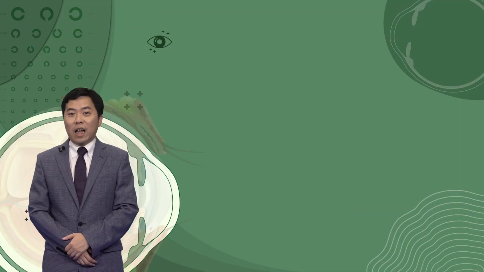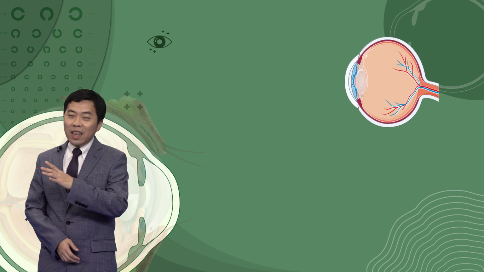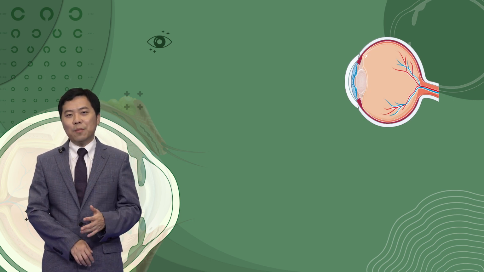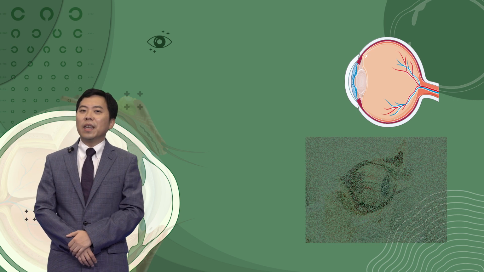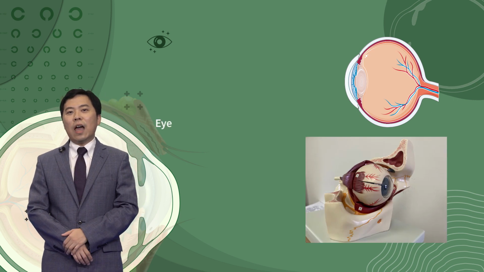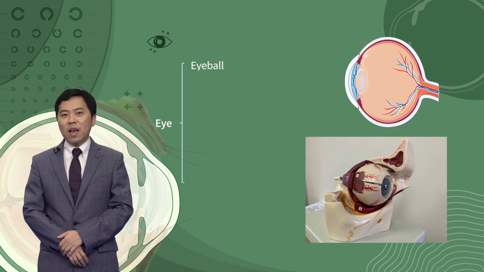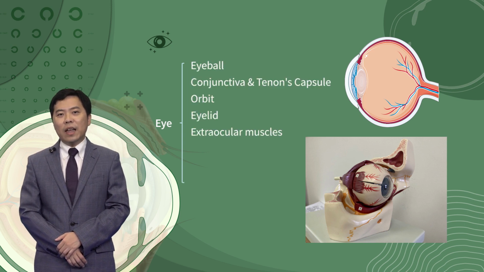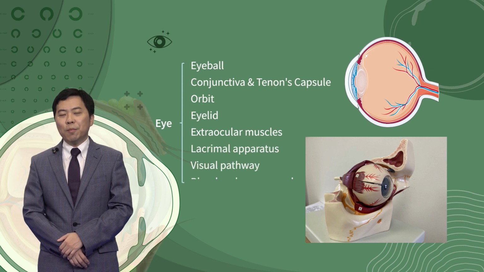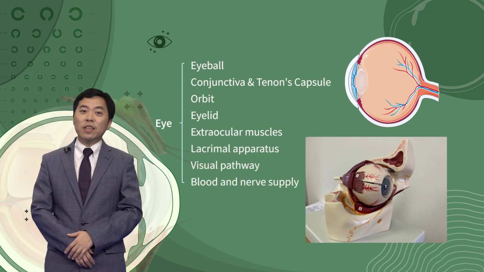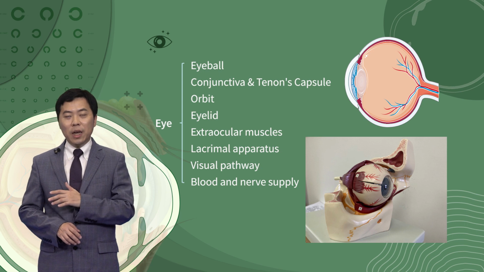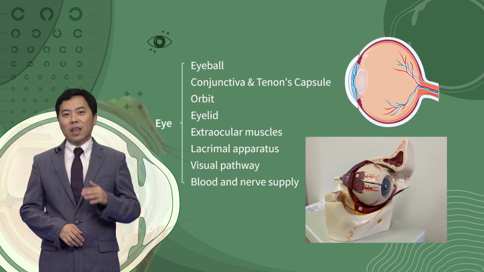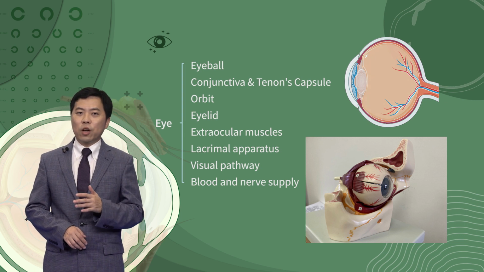Firstly, what's the eye? Is this the eye? The answer is no. This is only an eyeball, a part of the eye. The eye includes the eyeball, conjunctiva, tenon's capsule, orbit, eyelid, extraocular muscle, lacrimal system, visual pathway, blood and nerve supply to the eye. But of course, the eyeball is the most important structure.